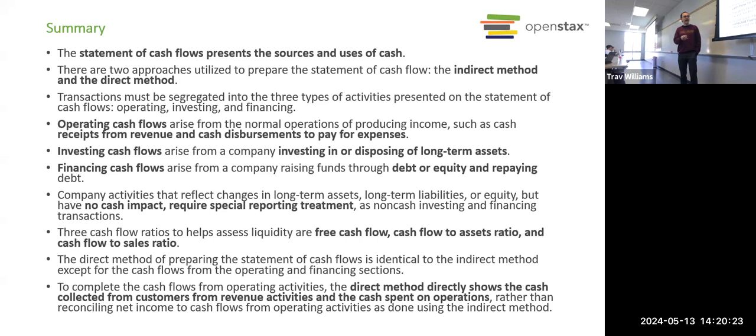Then we learned the free cash flow calculation. You take your operating cash flow, subtract capital expenditures and dividends. That gives you your free cash flow. And then you can divide that by sales, you can divide it by assets to get those ratios. And then we learned the direct method, where again, you start with how much cash you got from your customers, and then how much you spent on operations.